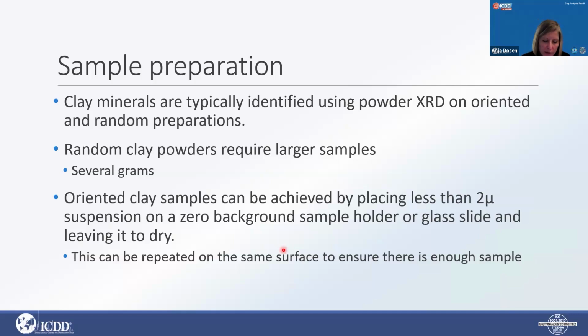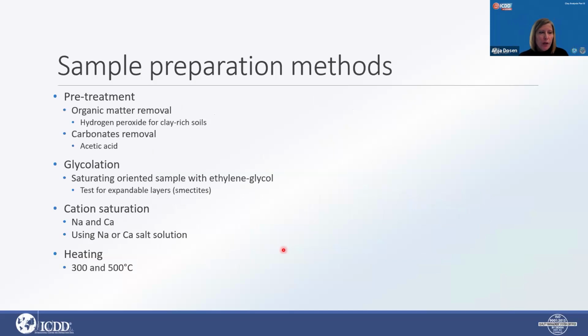You will take the less than 2 micron fraction with a pipette, for example, and then just pipette it onto a zero background sample holder or a glass slide, and you leave it to dry. You can repeat that, so you will just get more layers, more sample, but what that means is that you're going to have clays that orient themselves, that lay down flat on the basal plane, and we're going to be able to see their basal plane reflections. So we have pre-treatment like carbonates or organic matter removal, for example.